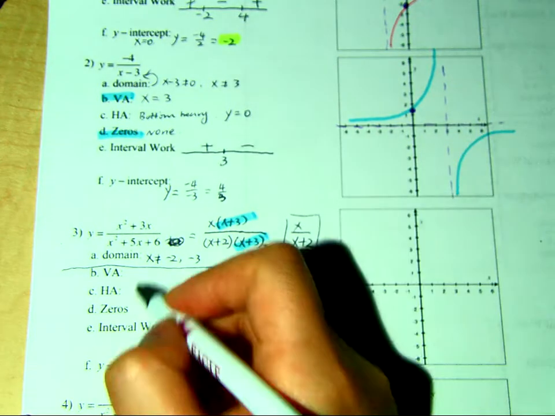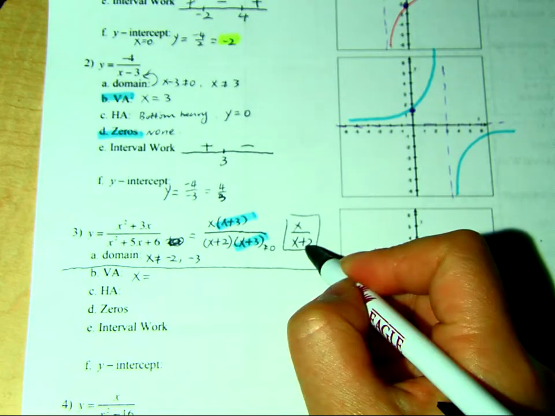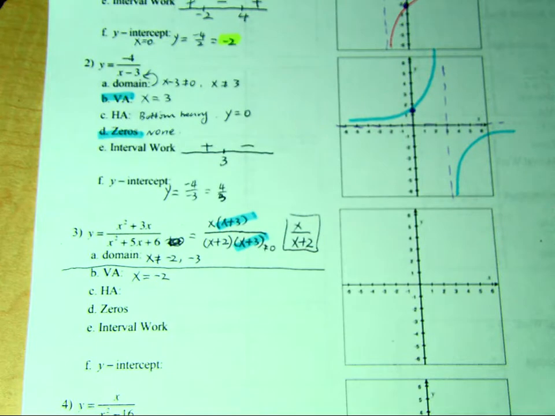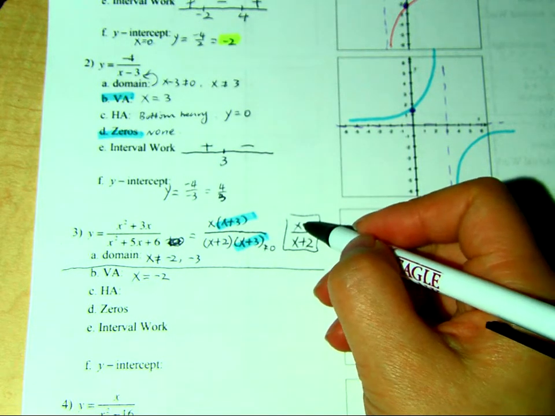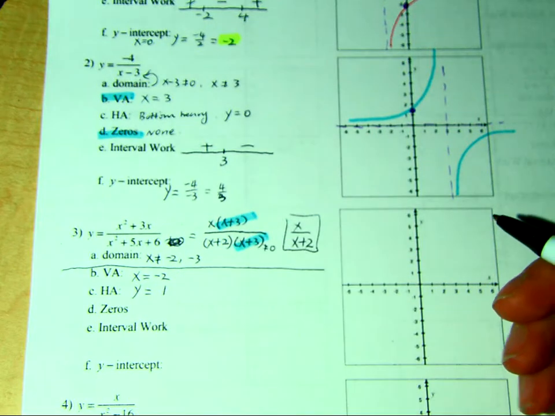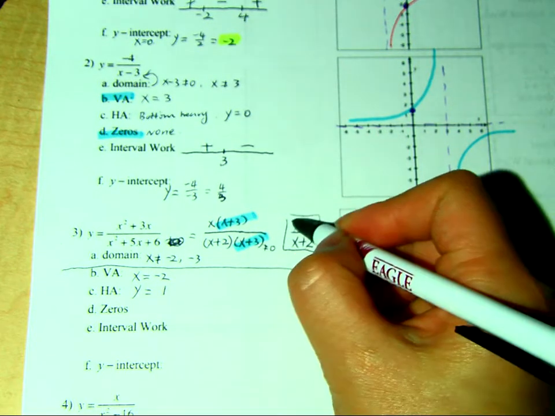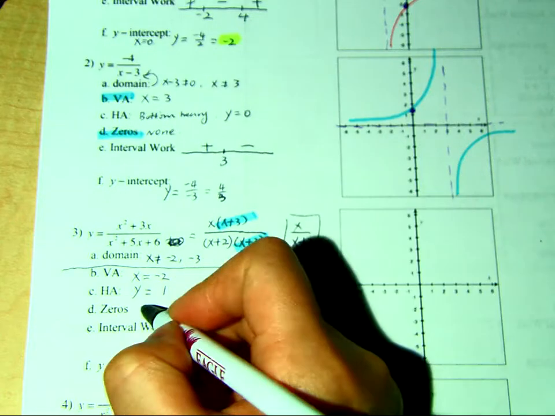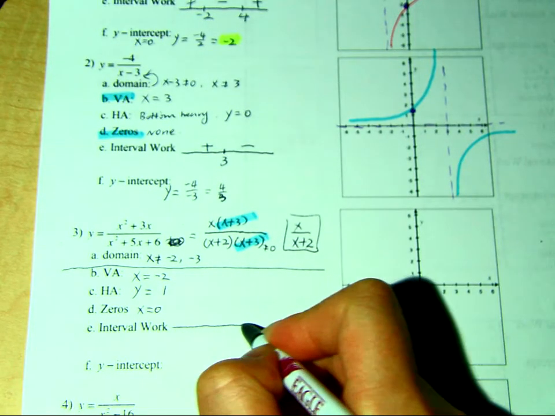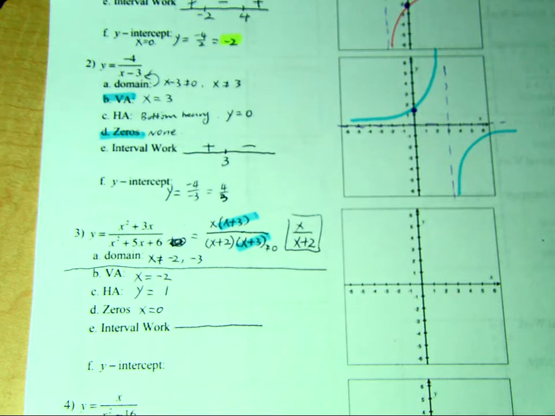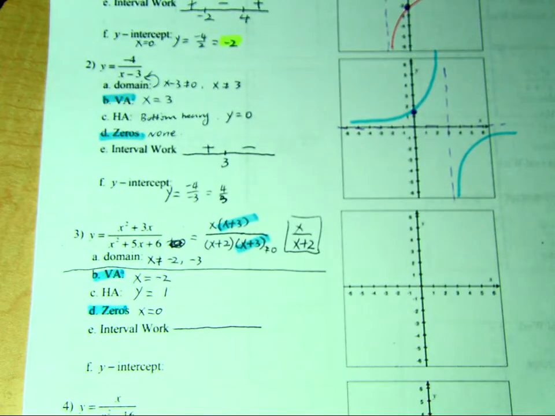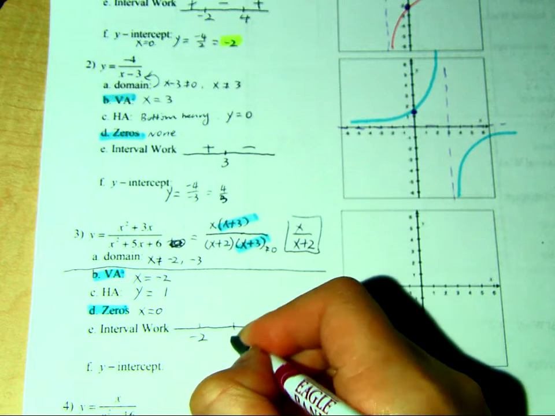So VA will be x equal to -2, only one denominator, so only one number. And the HA, look at this question, also equal powers, so that will be leading coefficient 1. Zeros, we set numerator equal to 0, that means x is equal to 0. Interval work. We always need VA and zeros.